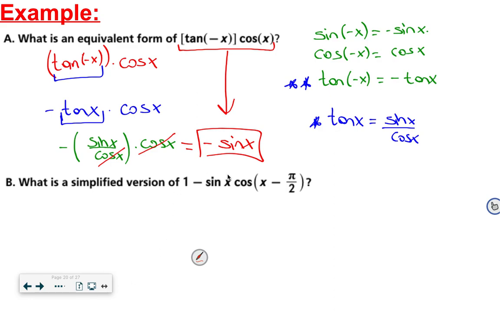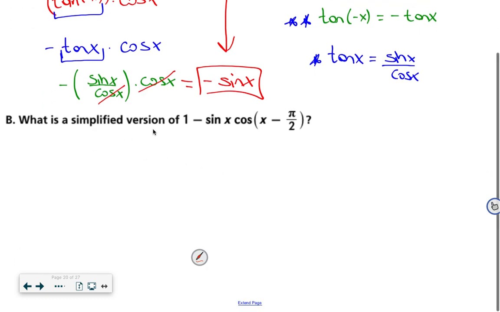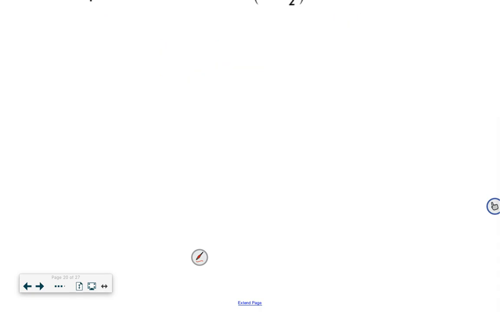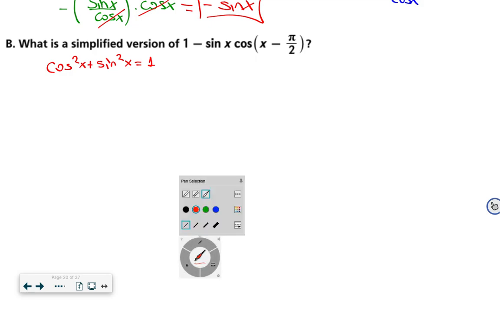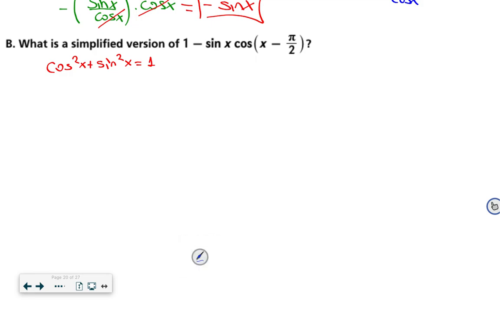Next question. What is the simplified version of 1 minus sine x times cosine of x minus pi over 2? We are going to find a simplified version of this expression. First of all, ladies and gentlemen, I would like to remind you of some identities. The first identity is this: cosine squared x plus sine squared x is equal to 1. This is the Pythagorean identity.